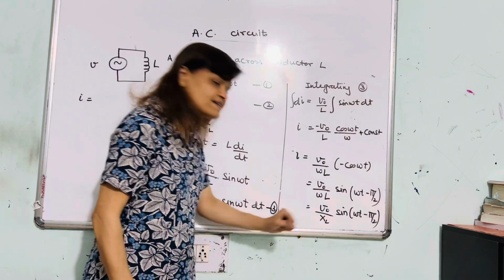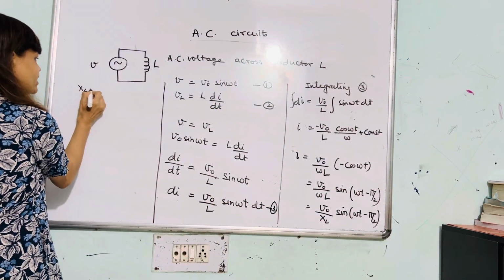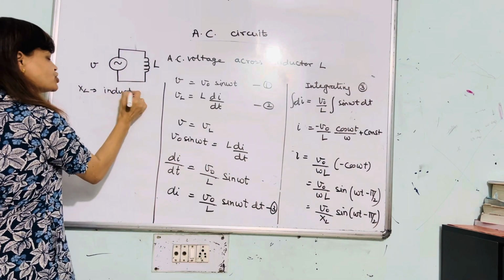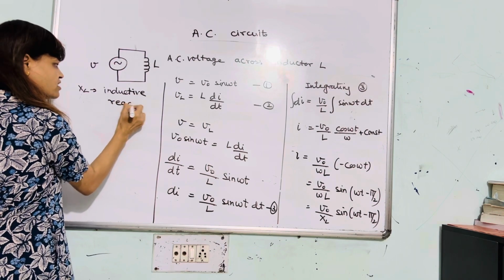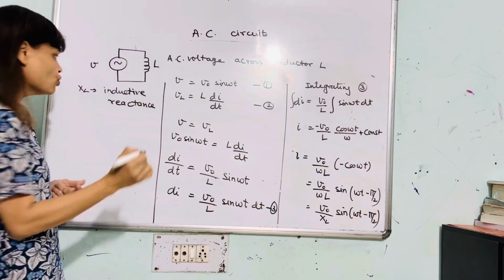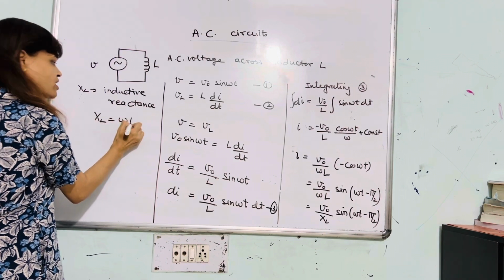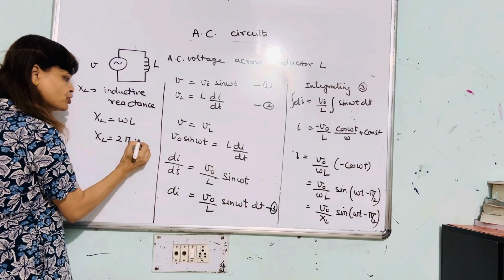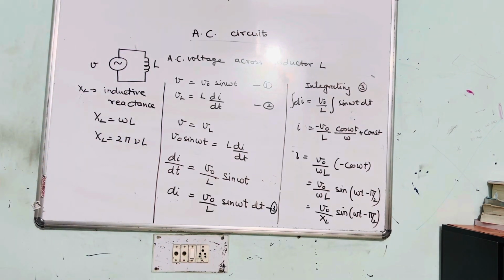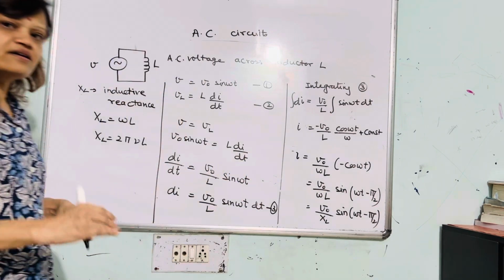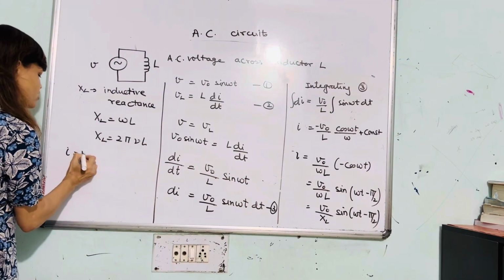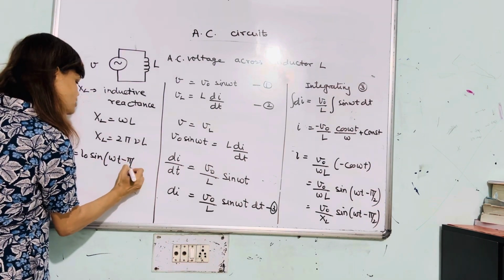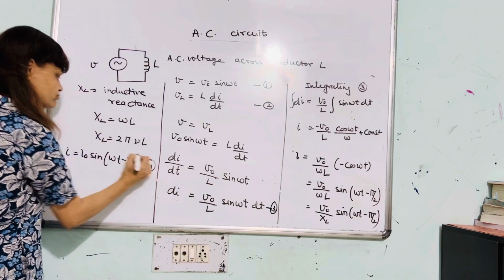Omega L, I have written as XL, where XL is the inductive reactance, the reactance or opposition due to the inductor. Its unit is the same as resistance, ohm, and its formula is omega L, or if they give the frequency, then 2 pi nu L. Now V naught by XL is I naught. So I equals I naught sine of omega t minus pi by 2, the final equation of current, equation 4.